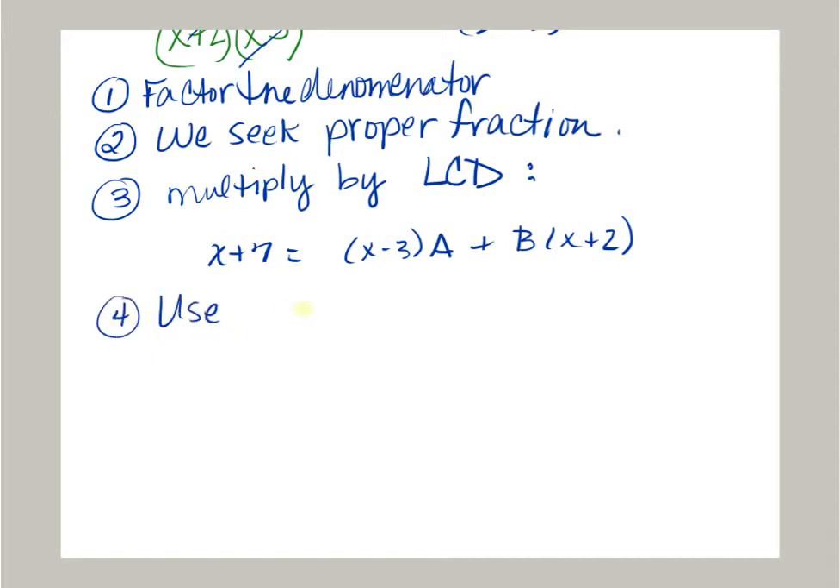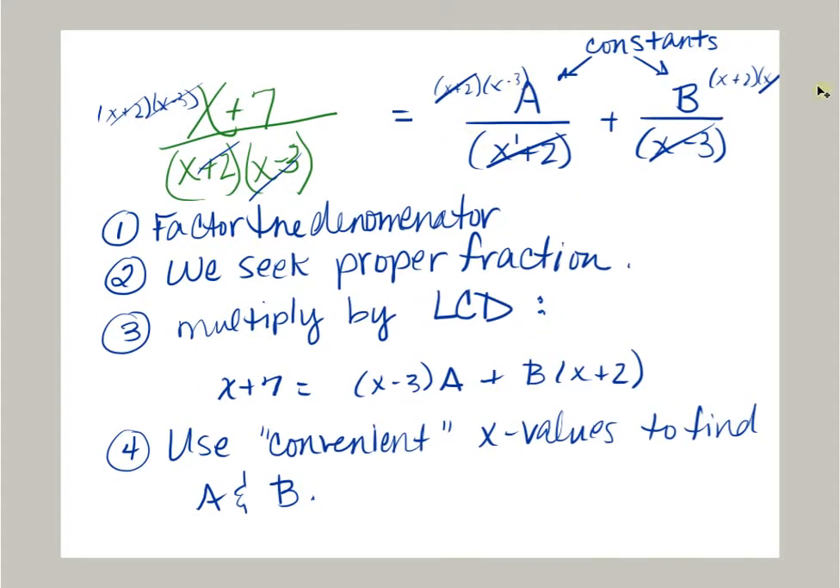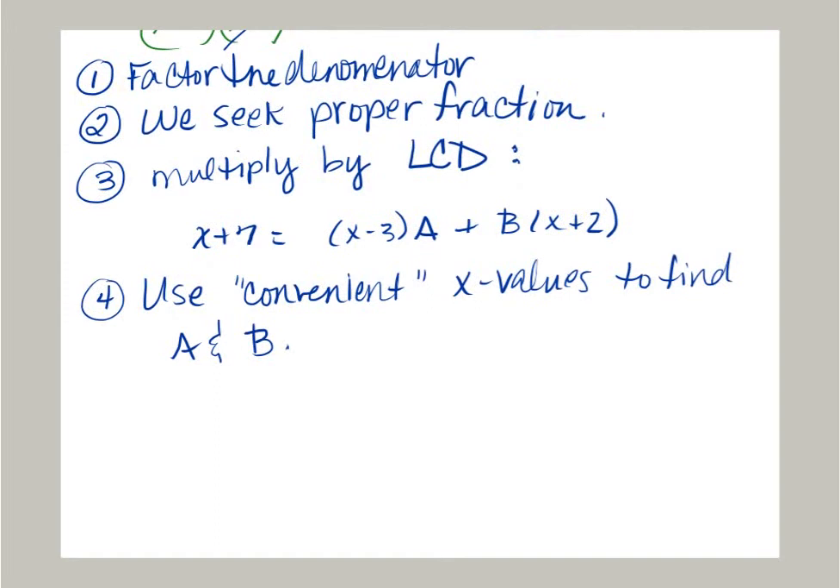And that is that we can use convenient x values to find a and b. And what do I mean by convenient x values? Well, convenient x values are values that would make these factors in here, this x minus 3, this x plus 2, that would make those 0. So convenient x values for this particular equation would be x is 3 and x is negative 2 in this particular problem.